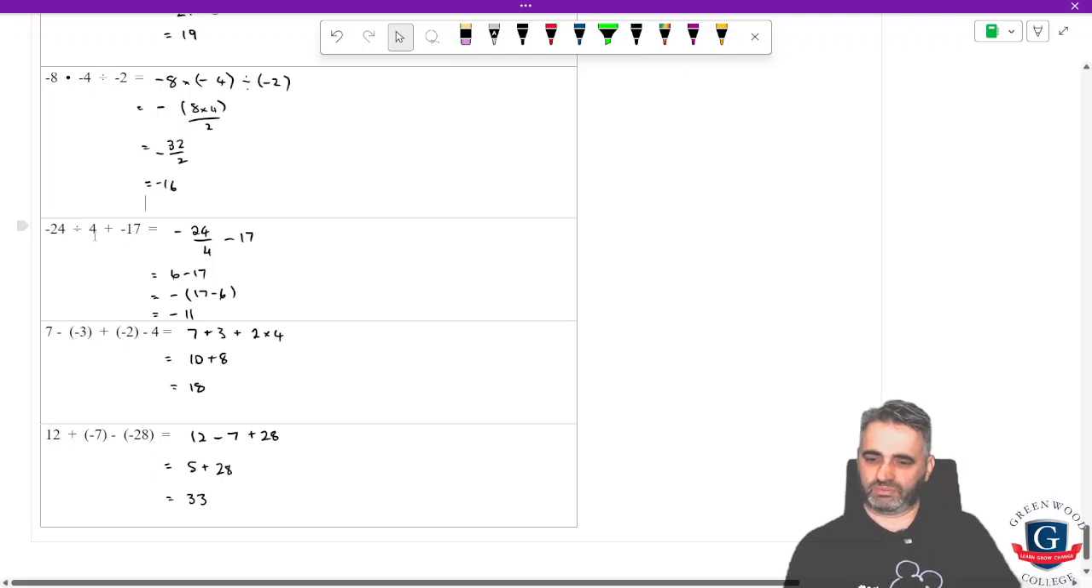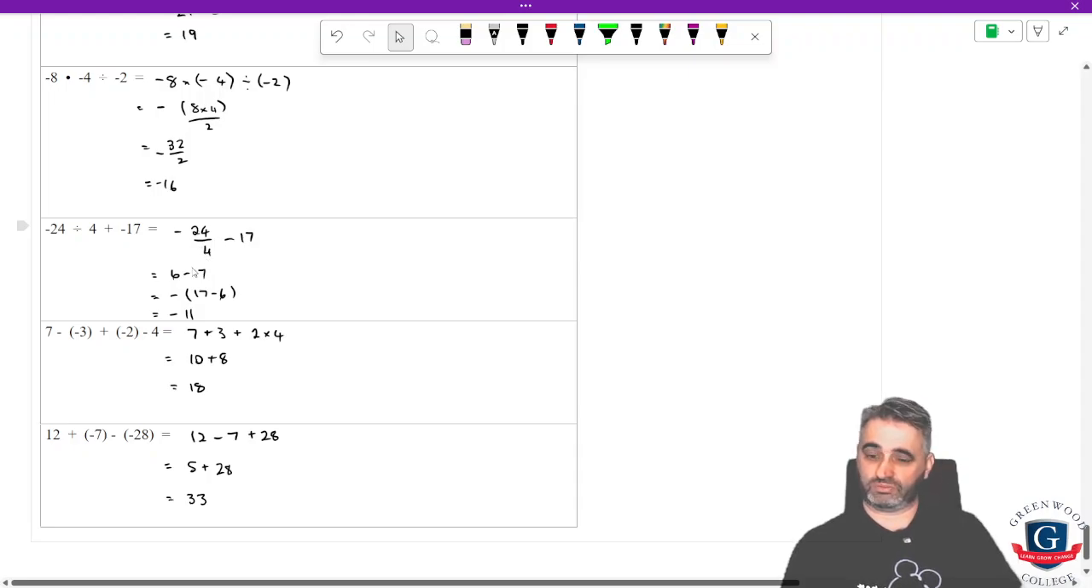Negative divided by positive will be negative, and then subtract 17 from it. Be really careful about assuming that negative take negative will be positive. That's not the way it works. The simplification is only really done for multiplication and division. Negative divided by positive is negative. Take 17.